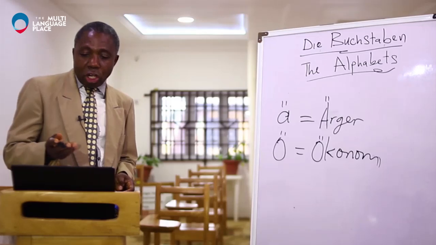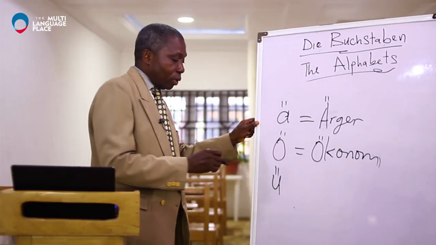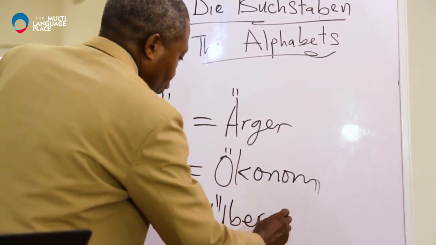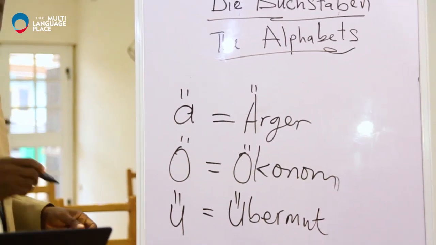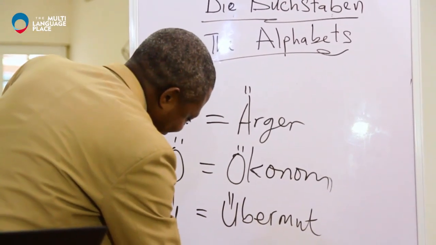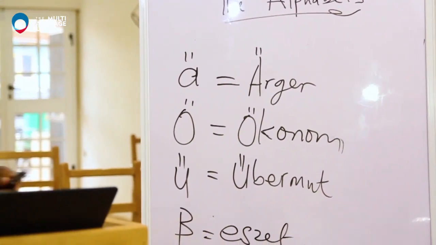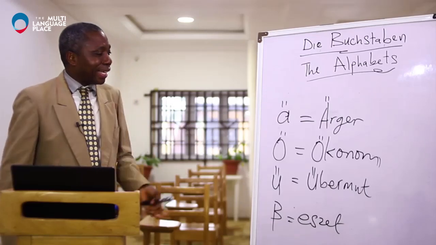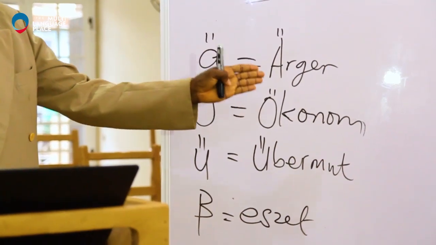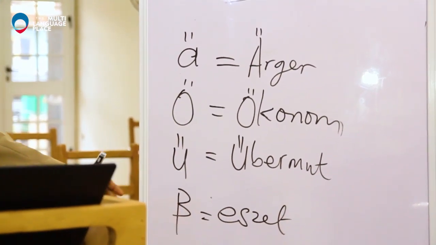And then the third one is U. This is U. And that is Übermut. Übermut. And the last one is Eszett. This one, we just call it Eszett. Eszett. Okay? So these are the four letters. And so we say A, V, Ärger, O, V, Ökonom, U, V, Übermut, Eszett, V, Eszett.